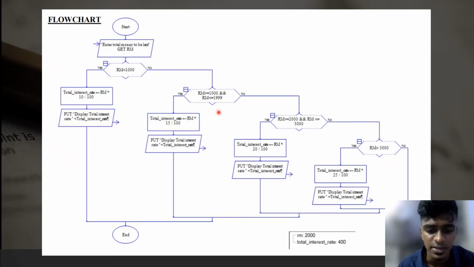Meanwhile, on the right side, it will continue with other selections and outputs until ringgit Malaysia is bigger than 3000. Finally it ends. The answer for the question will be ringgit Malaysia 2000, total_interest_rate 400.